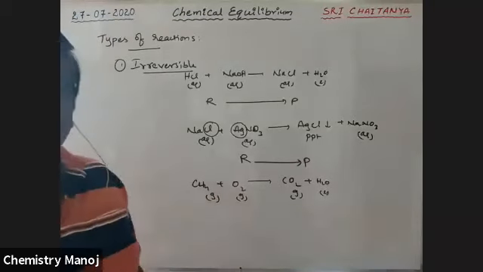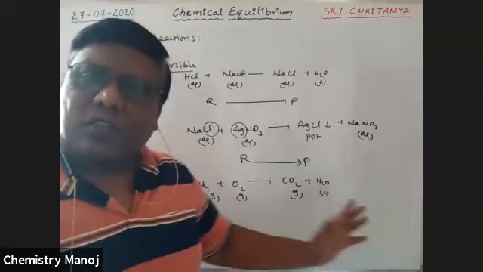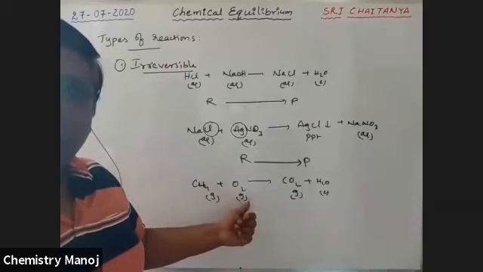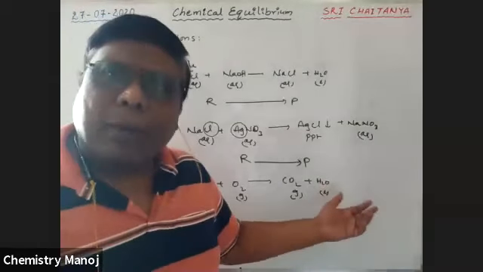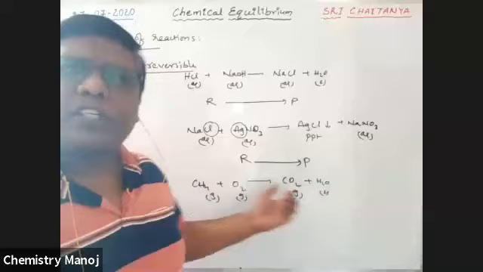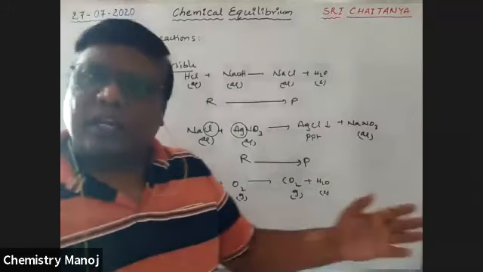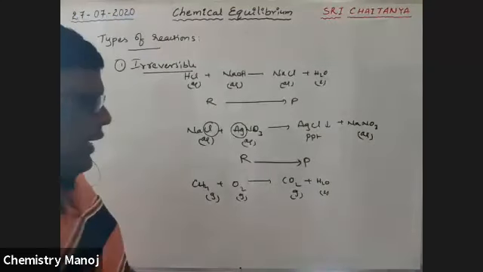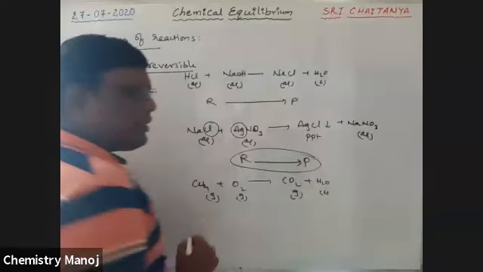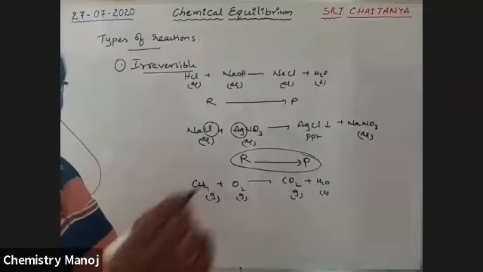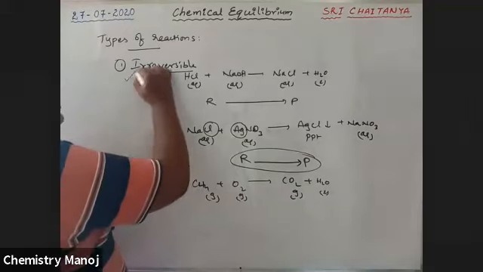This combustion reaction is also only one-sided. Methane burns in excess oxygen and gives carbon dioxide and water, but carbon dioxide with water does not combine to give methane and oxygen. The reverse reaction is not possible. Once again, it is only a one-directional reaction. Such types of reactions are called irreversible reactions.